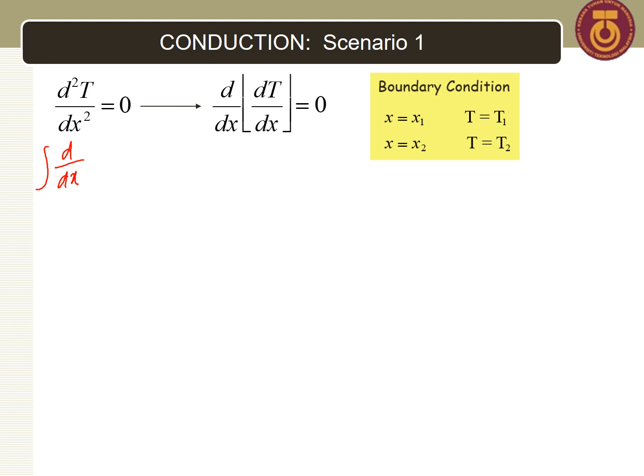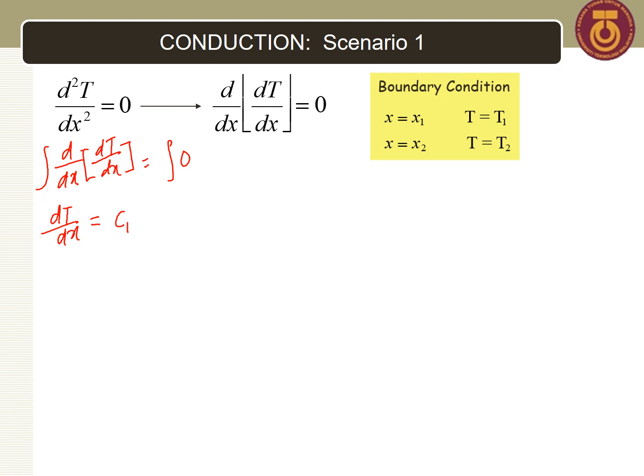dT/dx equals 0. So we know, after the first integration, it becomes dT/dx equals C1. Here you integrate 0, you get a constant. Then we integrate for the second time.